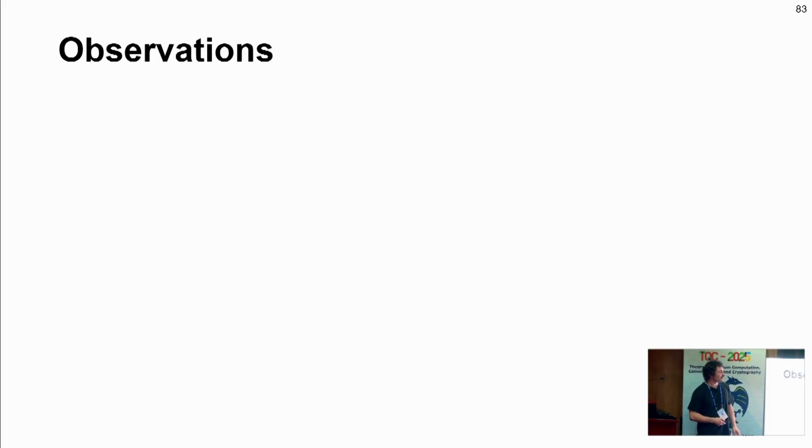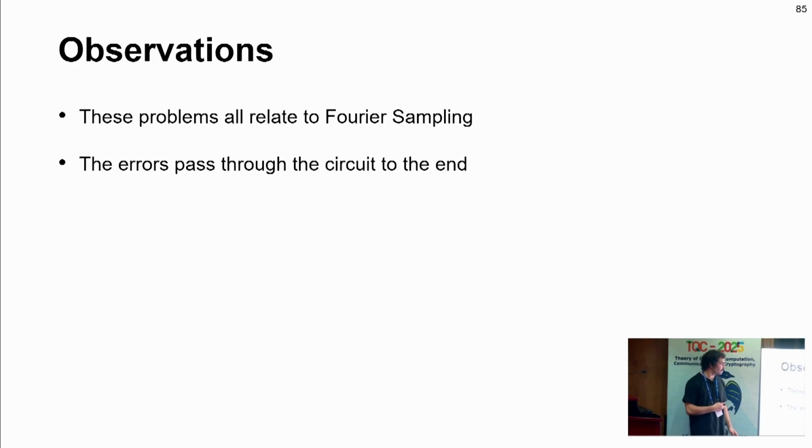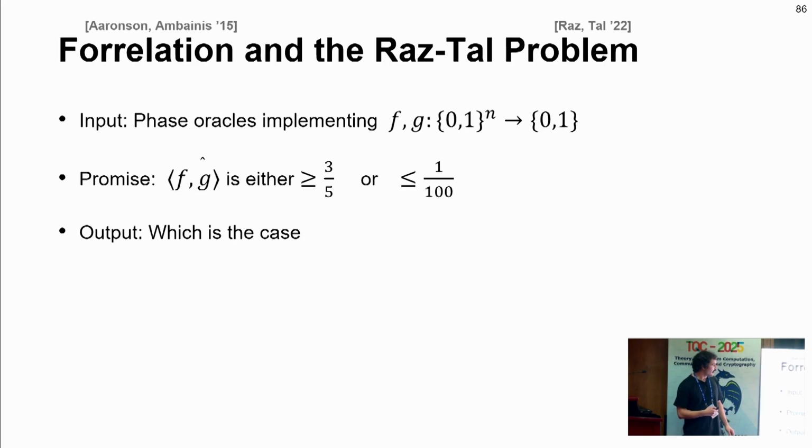OK, so far we've basically said, well, if you have X errors at the beginning of your circuit, then you can do these algorithms. And these things all relate to Fourier sampling. And the errors basically just pass through the circuit to the end. So you might ask, well, can you do anything else? And it turns out it's not quite so simple for correlation. It's like half a step more complicated.